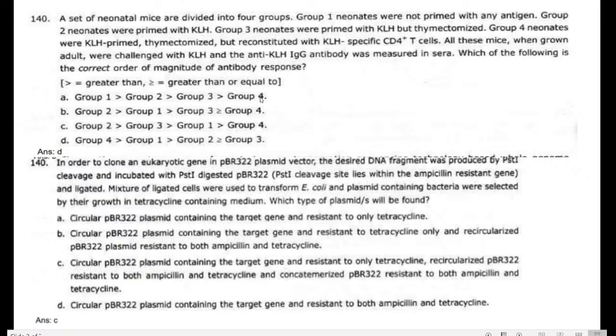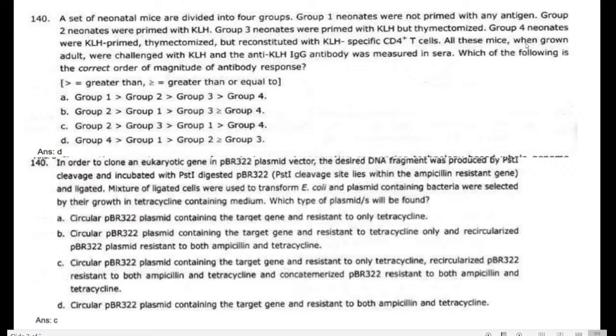The thymus is responsible for the production of CD4 cells, but in the third group they are thymectomized, so there is no production of T cells. But in the fourth group, they removed the thymus and additionally added these specific T cells, so it will get immunity.